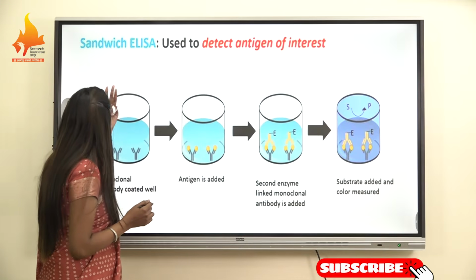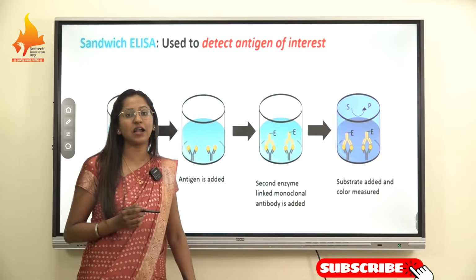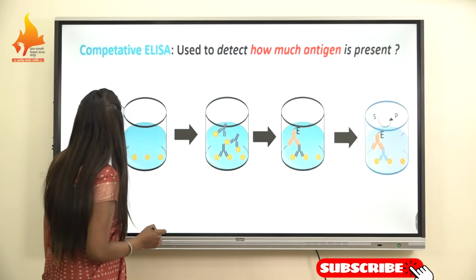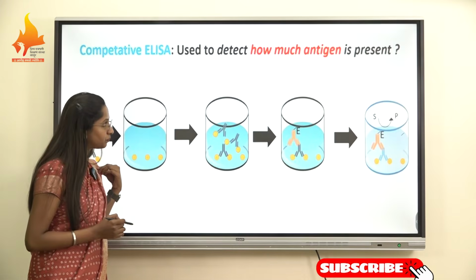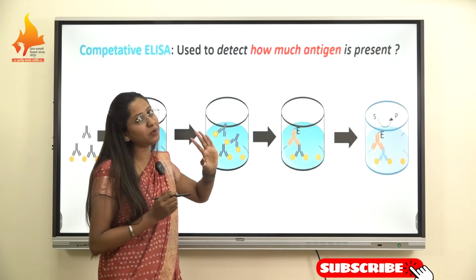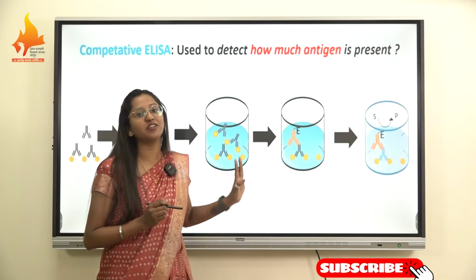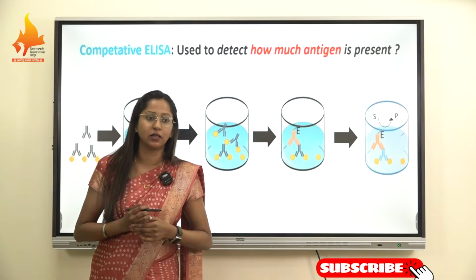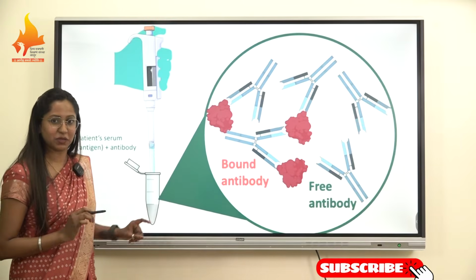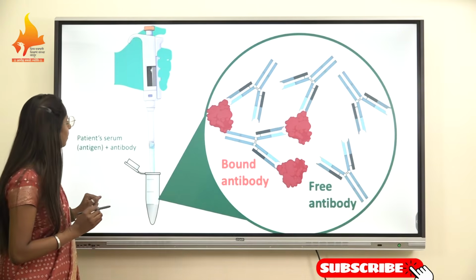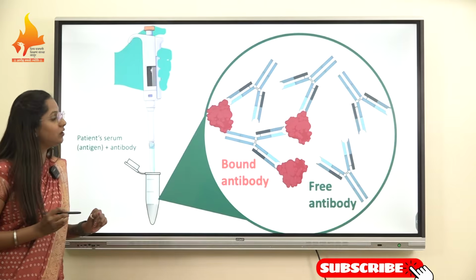This is your third type of ELISA, which is called sandwich ELISA. Coming to the last type of ELISA, which is called competitive ELISA. From this method, you will be able to identify how much amount of antigen is present inside a patient serum sample, right?